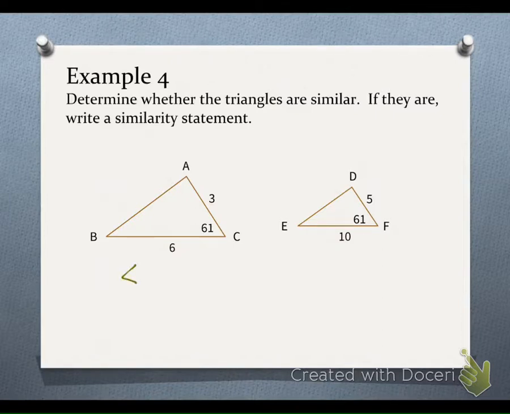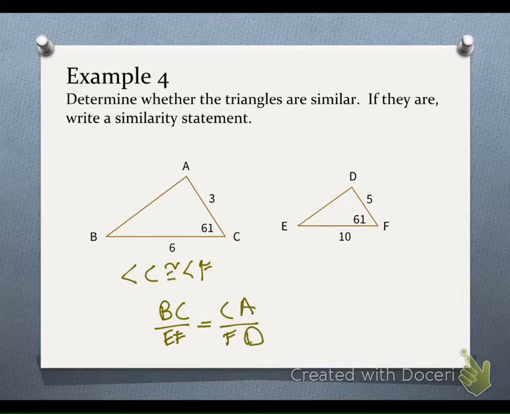So angle C is congruent to F. And now the two sides that make up those angles, we want to see that they're proportional. So I'm going to do BC over EF. And then we have CA, which goes over FD. Those are the two sides that make up the outside of that angle. And then we want to substitute in our numbers.